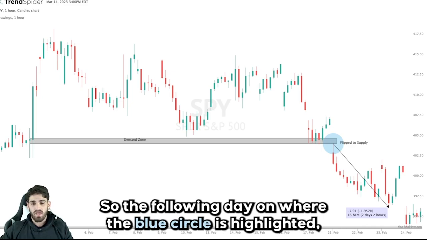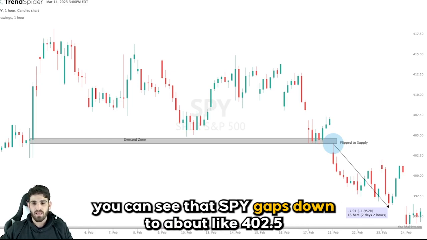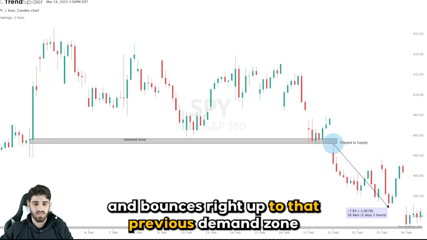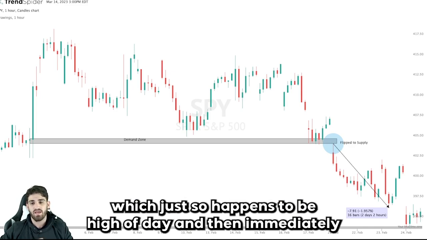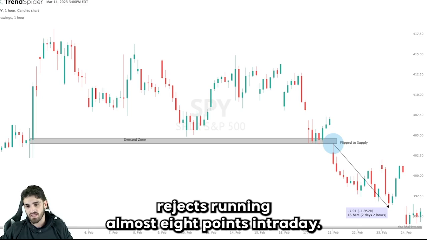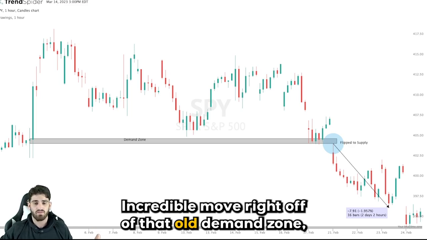So the following day, where the blue circle is highlighted, you can see that SPY gaps down to about 4025 and bounces right up to that previous demand zone, which just so happens to be the high of the day, and then immediately rejects, running almost 8 points intraday. Incredible move right off of that old demand zone, right?